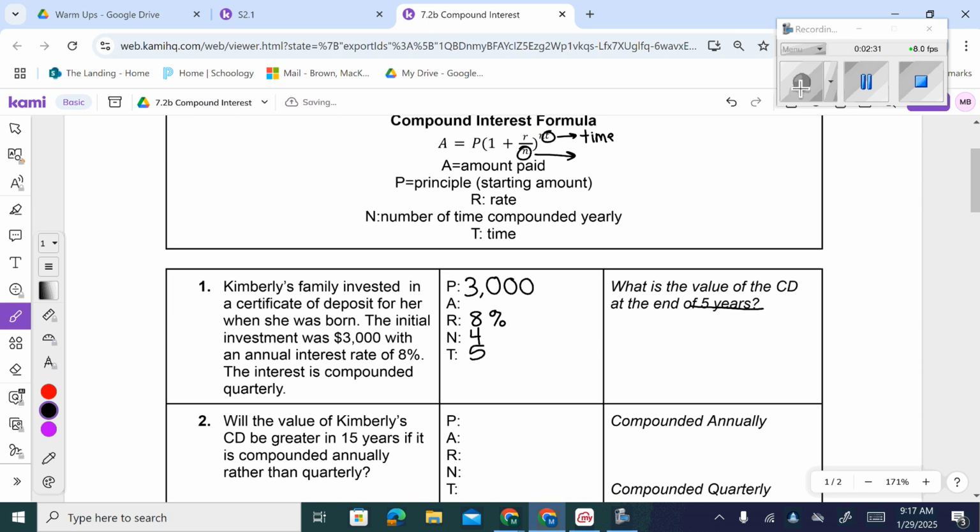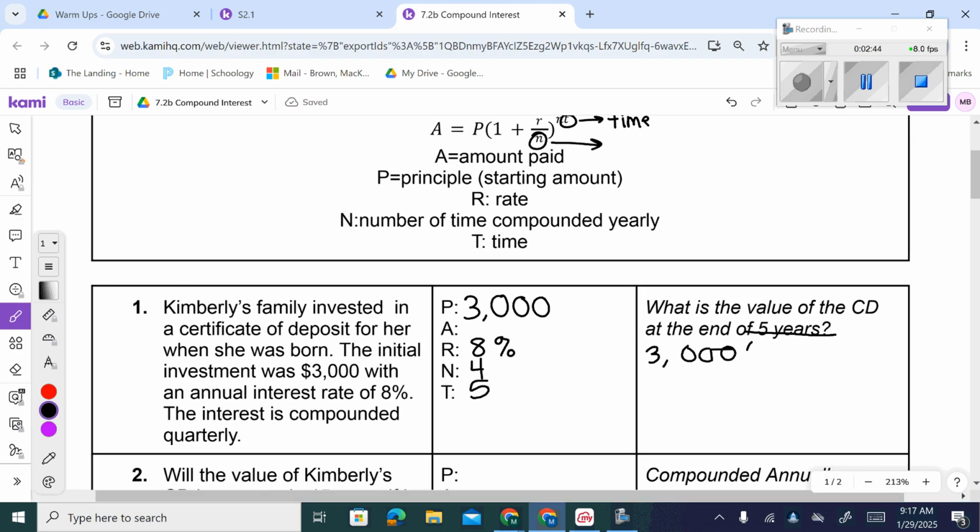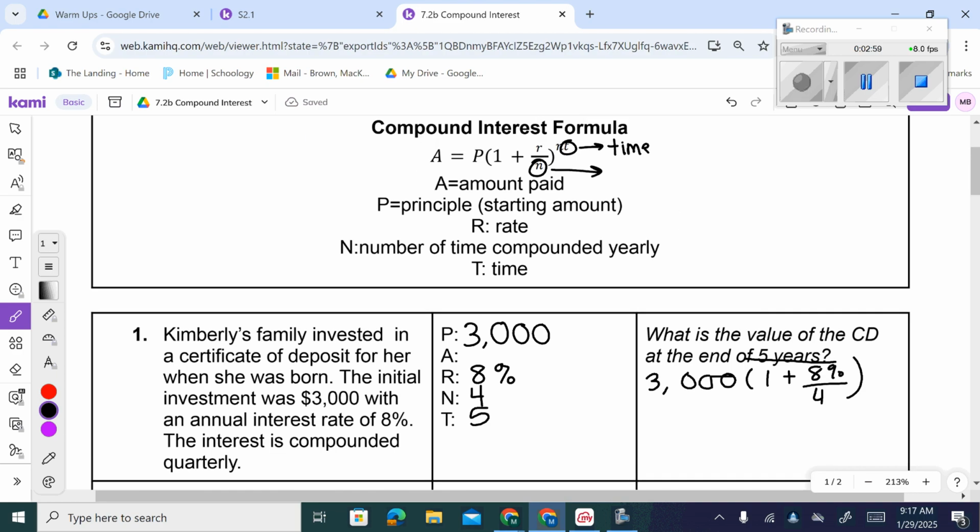Now, all you have to do is put it in the formula, and then put it in your calculator, and then you're done. Okay? So I'm going to start with 3,000. What's coming next? Parentheses. 1 plus 8% over 4 raised to the what? Okay, I do need the 5 because 5 is your T. But is there just a T up there? There's also a what? What's your N? 4. So am I going to put 4 or 5?